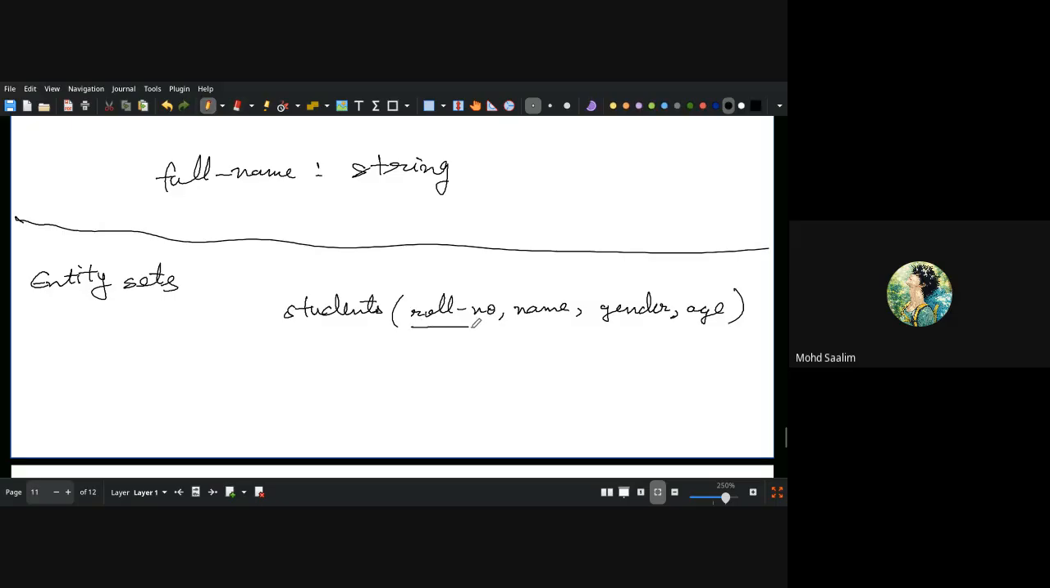So when I am underlining roll number, what does it convey? It is conveying that I have an entity set called students. In this students entity set, I have roll number, name, gender, and age, and out of them, the primary key is roll number. Okay. So this is how you determine or show the representation of an entity set. Got it?